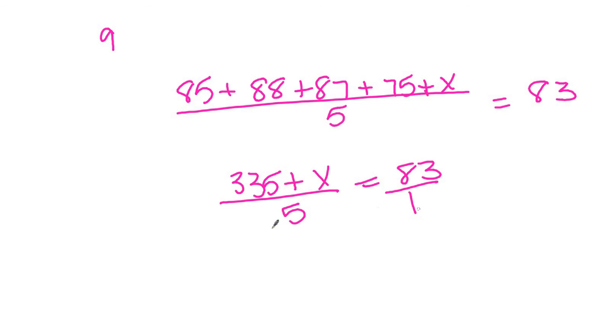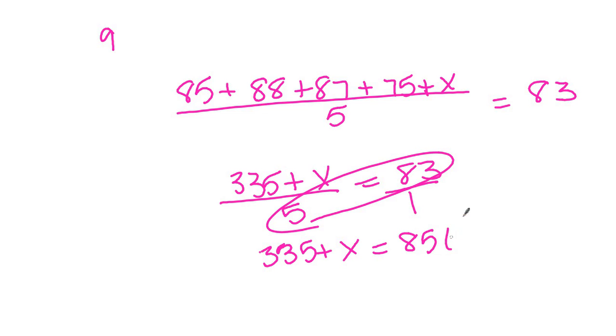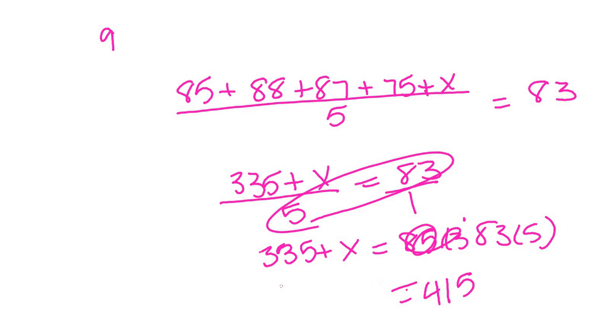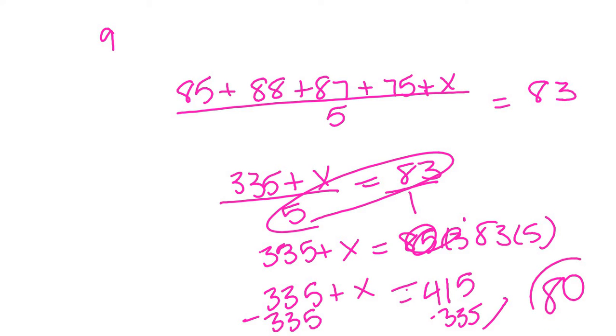And then I'm essentially just going to cross multiply. So 335 plus x times 1 is just 335 plus x, equal to 83 times 5. Sorry, I said those backwards. So 83 times 5 gives me 415. And then just working backwards, I can subtract 335 on both sides. And that means she has to score at least an 80 for all of those to average to 83.